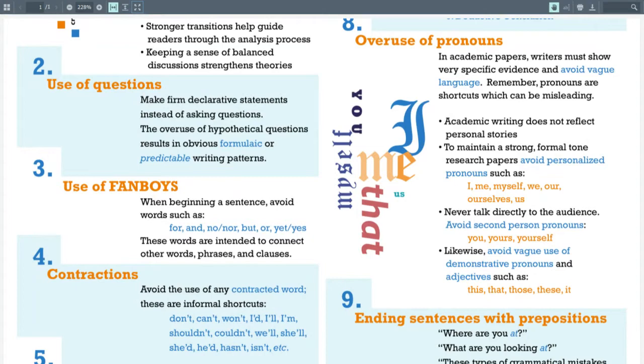So notice what that's taking out of the equation. You don't want to mention yourself. You don't want to mention your audience. Okay? So that's getting rid of I, me, myself, we, our, ourselves, us. Likewise, you, yours, yourself. These clutter up your defense. They make you seem biased. They make you use more emotional wording.